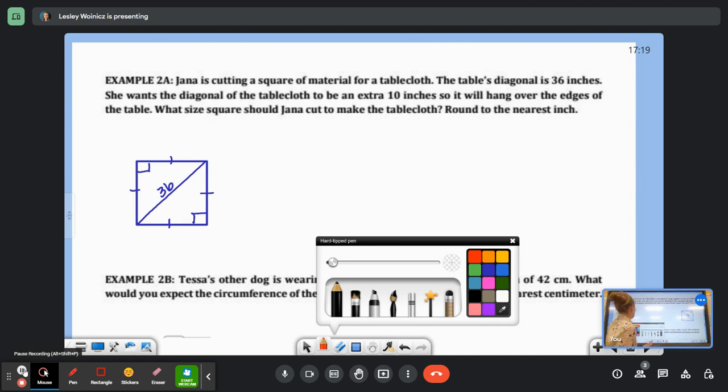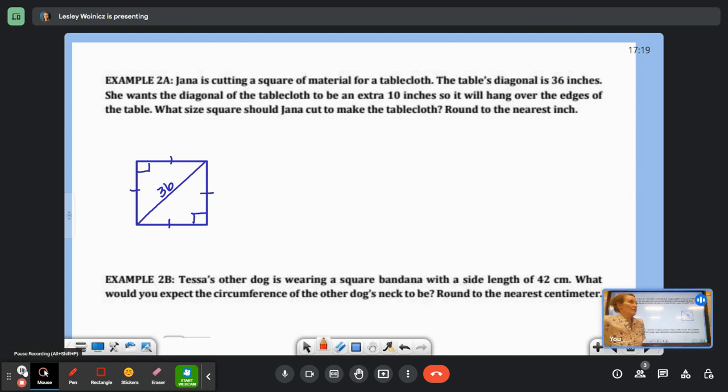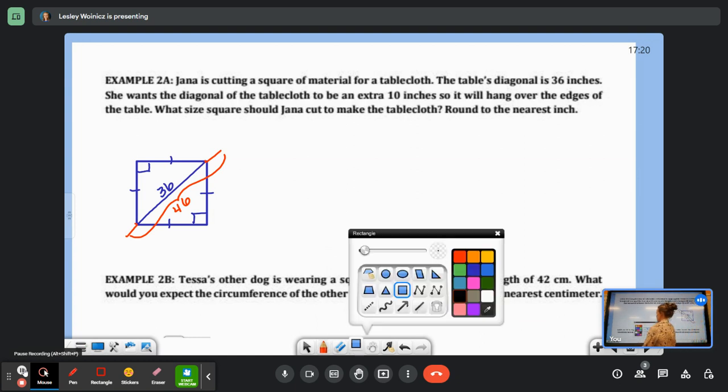Okay, so I reread this problem and it's more exciting than we originally thought. So that's my table. My table has a diagonal of 36 inches. Now I'm cutting a tablecloth. We want the diagonal of the tablecloth to be an extra 10 inches long. So that means we want an extra 5 inches over here and an extra 5 inches over there, for a grand total of 46. Right? 5 and 5. So I need another square for my tablecloth.